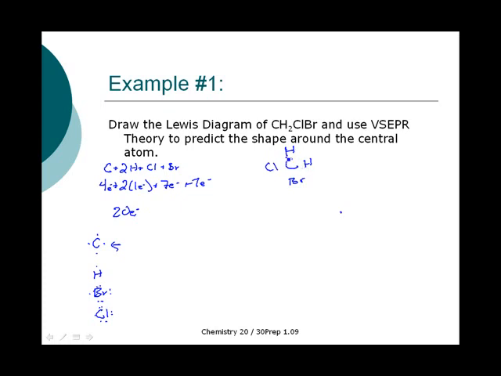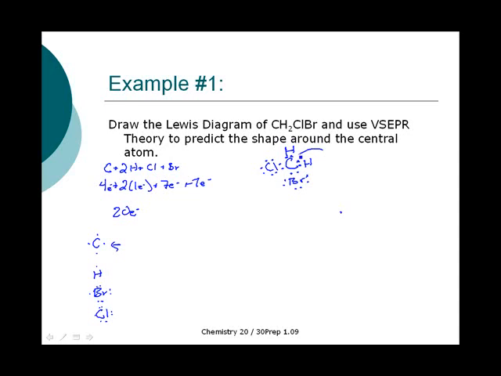And now we'll put in our bonding electrons. There's 8. We need 20, so we've got to add another 12. I see 1, 2, 6, 7, 8, 9, 10, 11, 12. And this makes sense. Both chlorine and bromine had 7 valence electrons. They only need to share 1 to fill their valence shell.